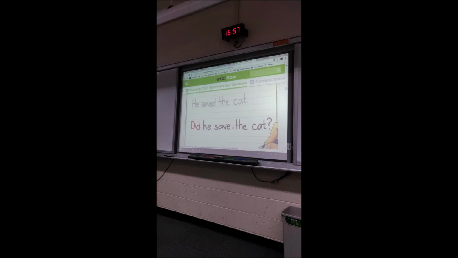So, how do you think that changes? Will we? Will we be running all day? Yes, will we be running all day? Okay, so if you see a contraction that has a helping verb, take the helping verb out of that contraction and move that. So we need to look for helping verbs in contractions.